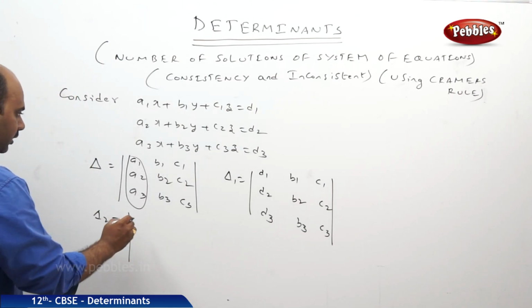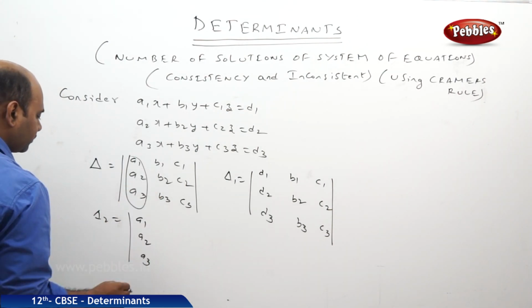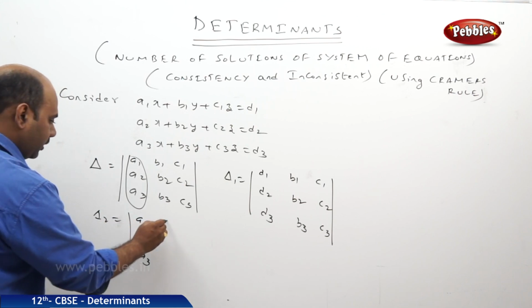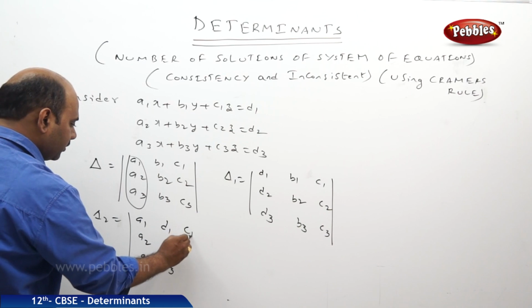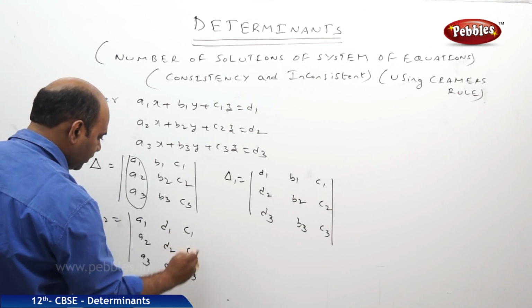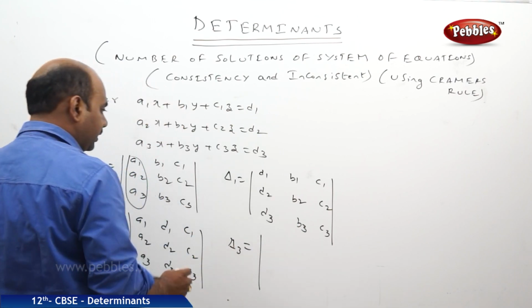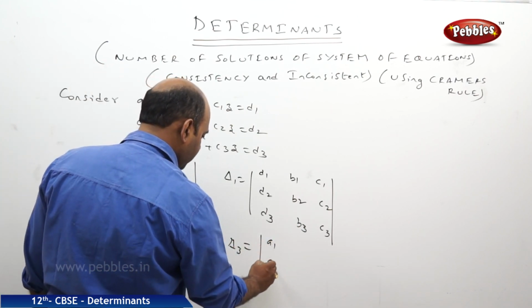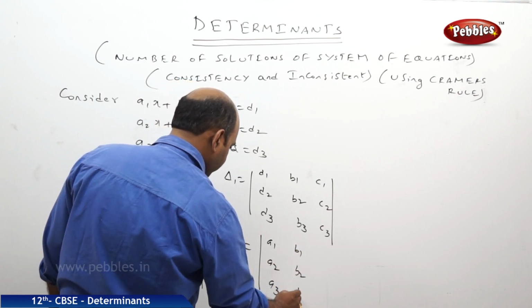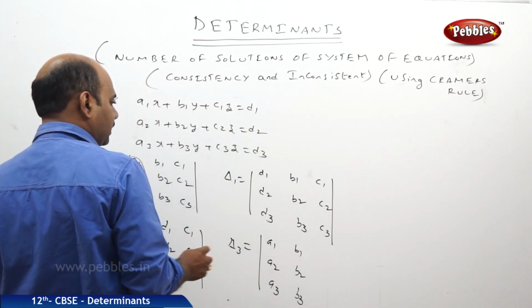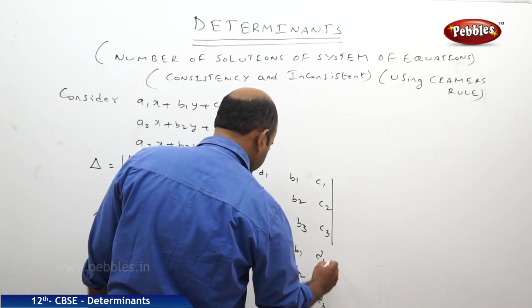Later I need to find delta 2. Delta 2 means a1, a2, a3 in the first column, b1, b2, b3 replaced by d1, d2, d3, and c1, c2, c3. Similarly, we need to find delta 3. Delta 3 means the first column is a1, a2, a3, the second column b1, b2, b3, and the third column d1, d2, d3.